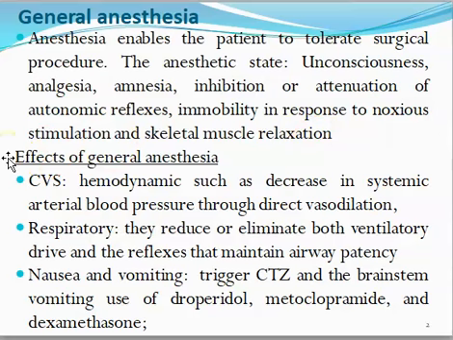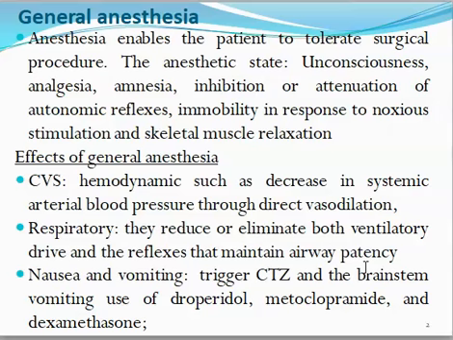Now, which are the effects of general anesthesia? We have general anesthesia and local anesthesia. In the CVS, they decrease the systemic arterial blood pressure through direct vasodilation. In the respiratory system, they eliminate both ventilatory drive and reflexes that maintain the airway patterns. That's why when you are in surgery, we maintain your breathing or your airway artificially using those machines.